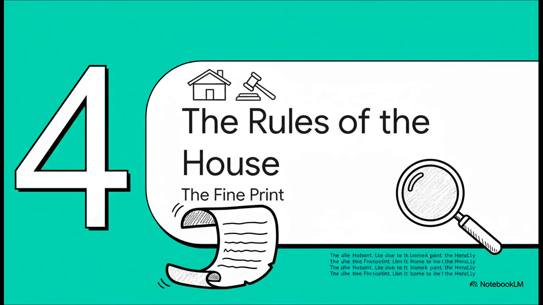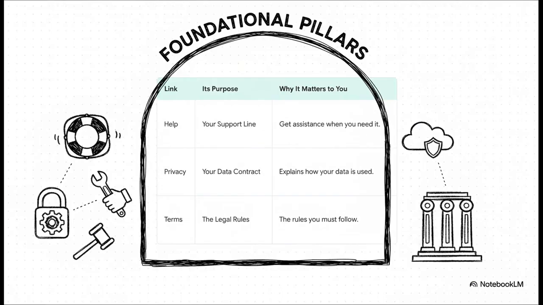And speaking of those rules, that brings us to the final and probably the most overlooked part of this entire page, the fine print, the stuff hiding at the very bottom. These are the official rules of the house. So, way down here, you've got three little links: help, privacy, and terms. Let's break them down. Think of help as your support line when something's not working.